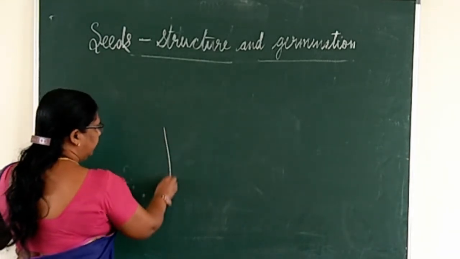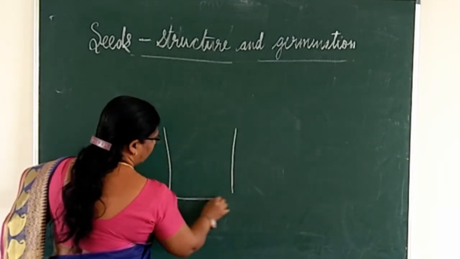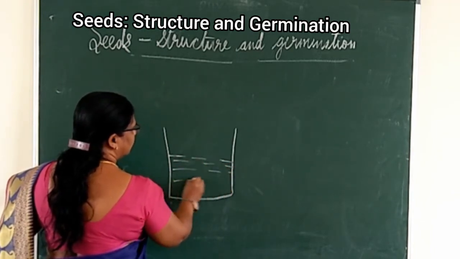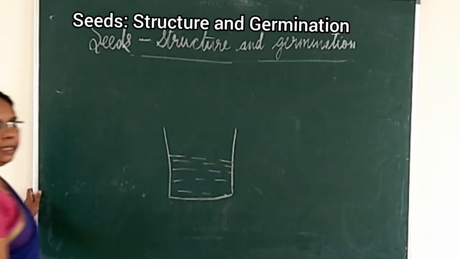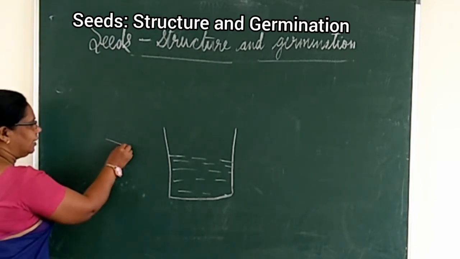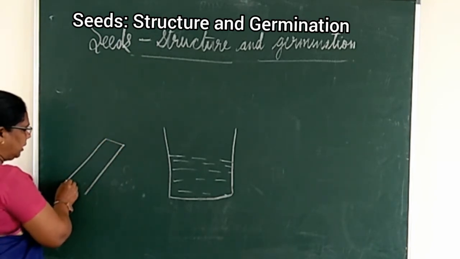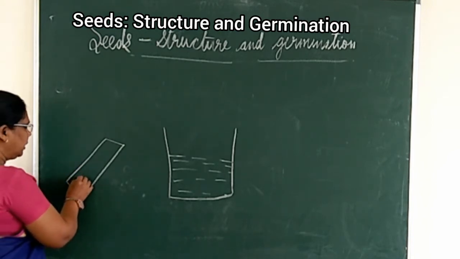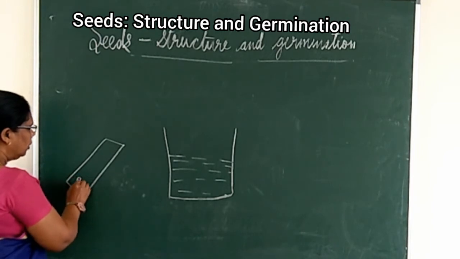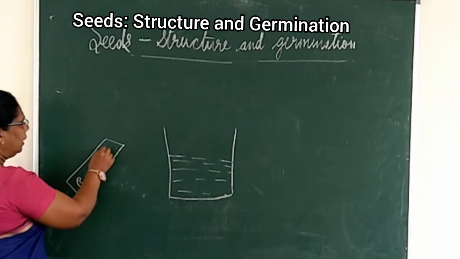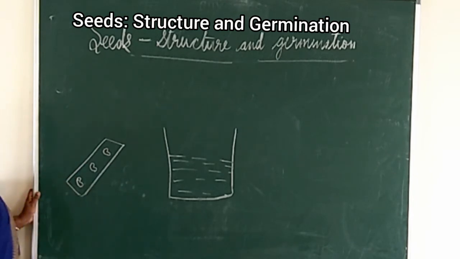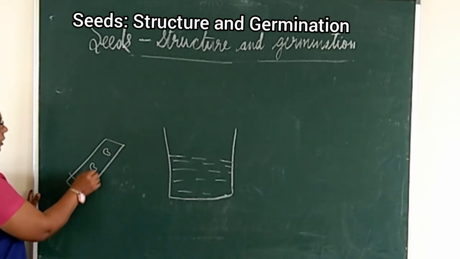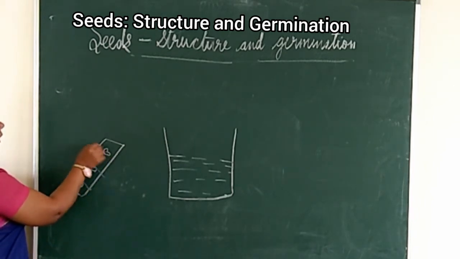You have to take a beaker like this, half of it filled with water, and then you have to take a glass slide like this. This is a glass slide you have seen in the biology lab. Three seeds you have to tie here: first seed here, second seed in the middle, and the third seed here. Tie each one using a thread.